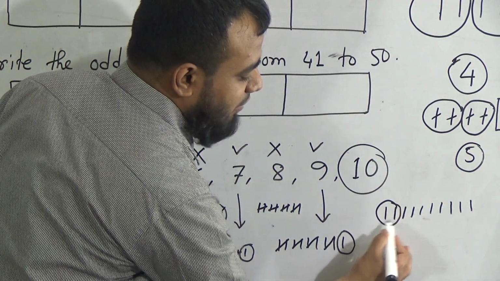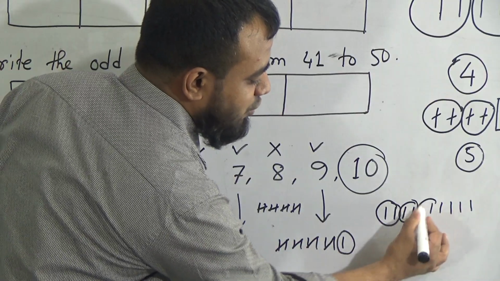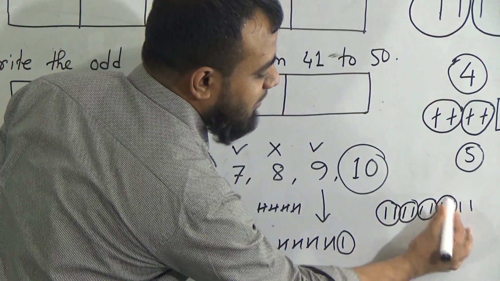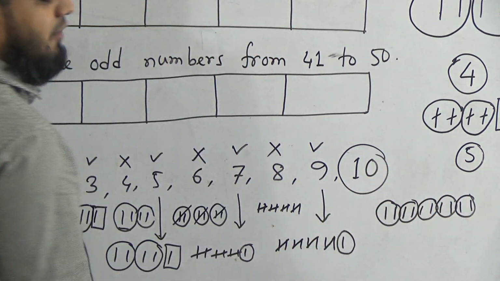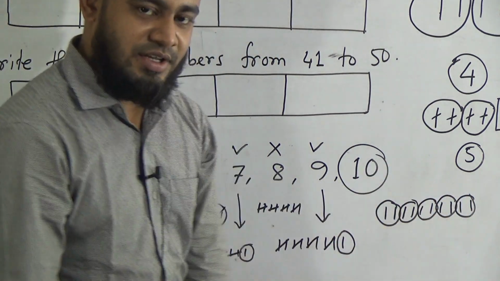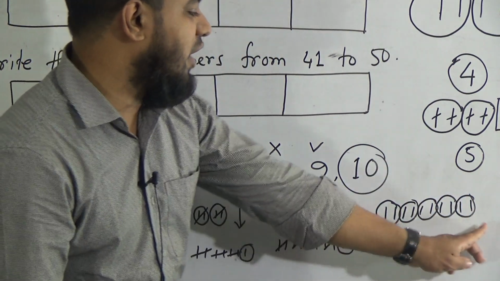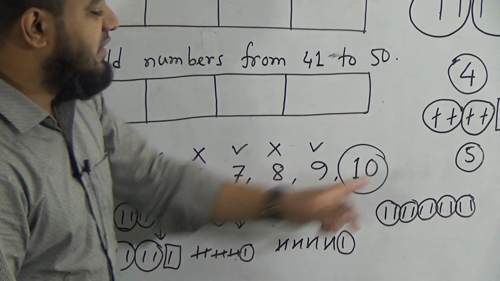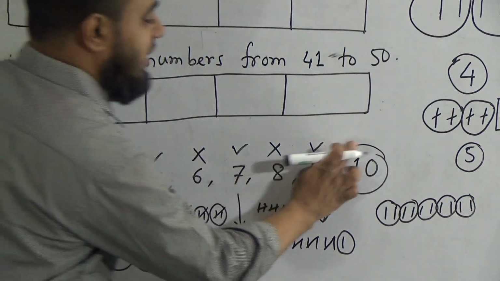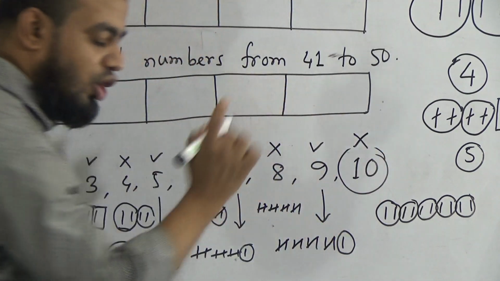This 2 can make a pair, this 2 can also make a pair, this 2 can also make a pair, this 2 can make a pair, and these 2 also can make a pair. That means 10 can make pairs. There are 5 pairs: 1, 2, 3, 4, 5. Okay. That means 10 can make pairs. So 10 is not an odd number.